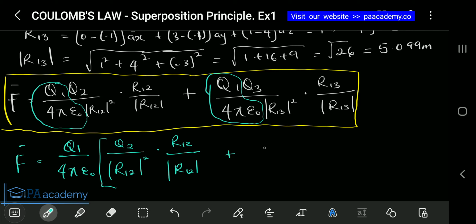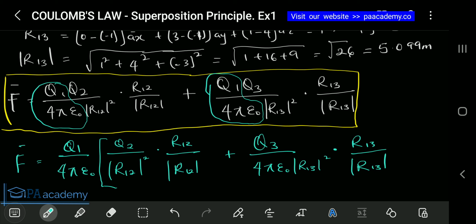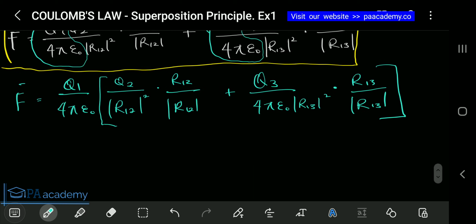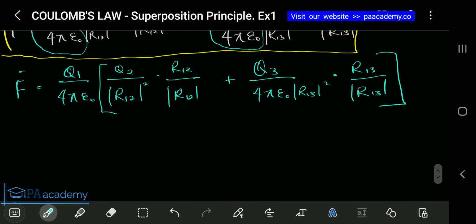plus q3 over 4 pi e naught multiplied by the magnitude of r13 square, then multiplied by the unit vector r13 over the magnitude of r13. Okay, so it makes our work much easier doing it like this. So all right, now let's put in the values.